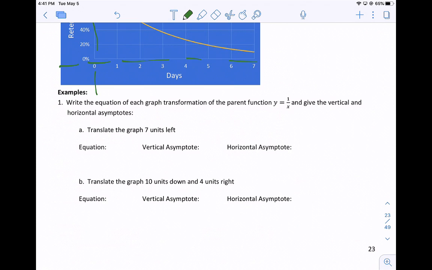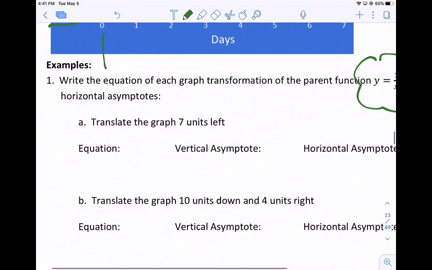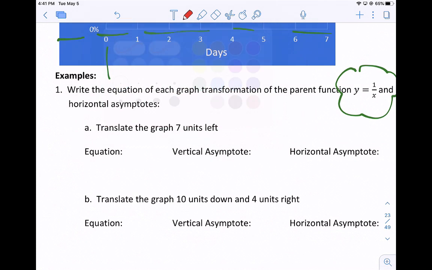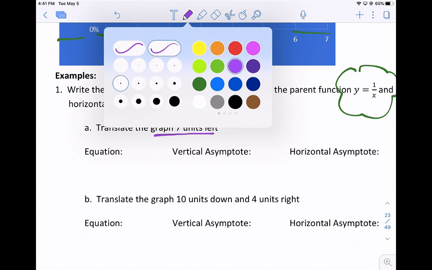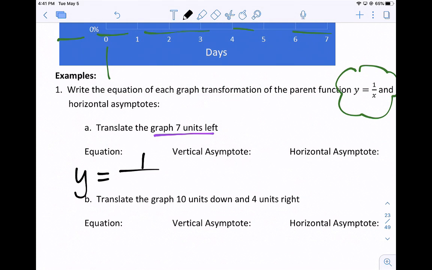All right, so again, here's our parent function, y equals 1 over x. But what if you translated that graph 7 units to the left? So now we're going to write y equals 1 over, and left and right is inside the parentheses, or in this case, beneath the fraction. So you don't really need the parentheses, I like to put them in though. And it's 7 units to the left, so x plus 7. So that would show us, hey, take 1 over x and shift it 7 units to the left.